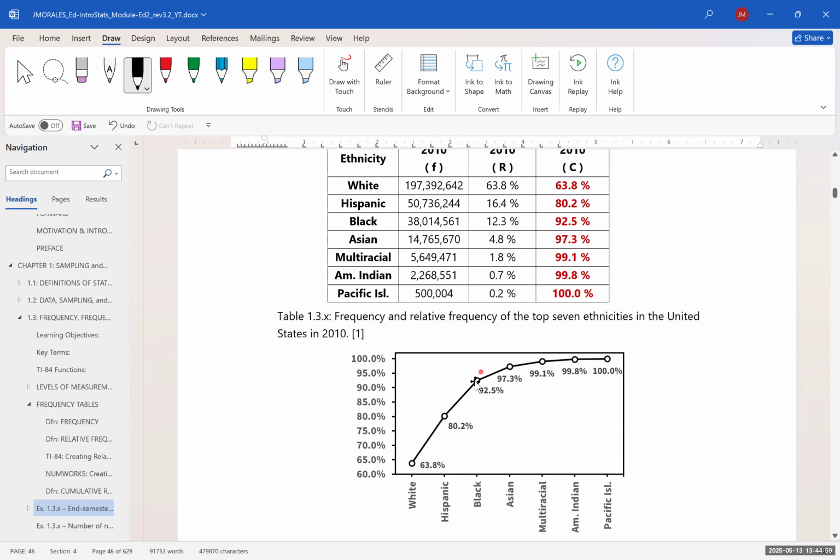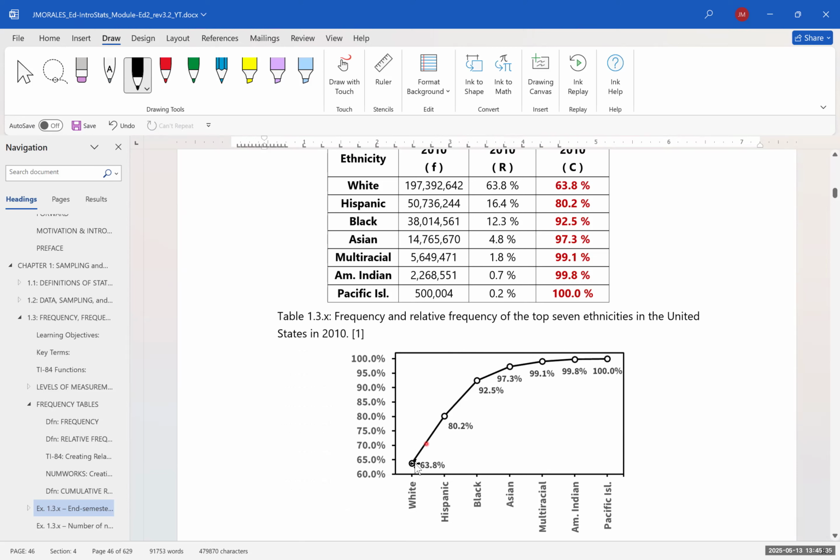You can see that to get to the next data point, you don't have to go as high. It's because you've got a reduction in the relative frequency here. When we go from American Indian to Pacific Islander, that's a rise of just 0.2. We go from 99.8 and go up 0.2%, and that gets us to 100. So the line of this graph looks like it's leveling off because there isn't much of a rise to each point to get to the next one.